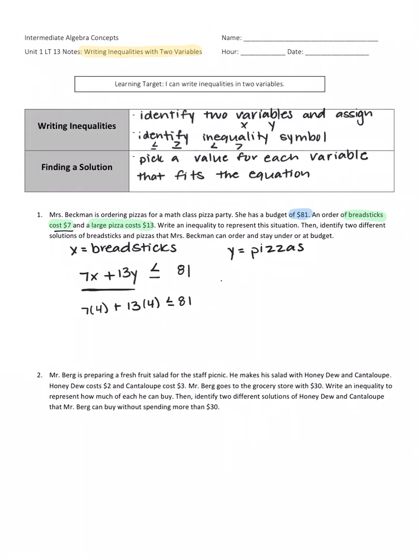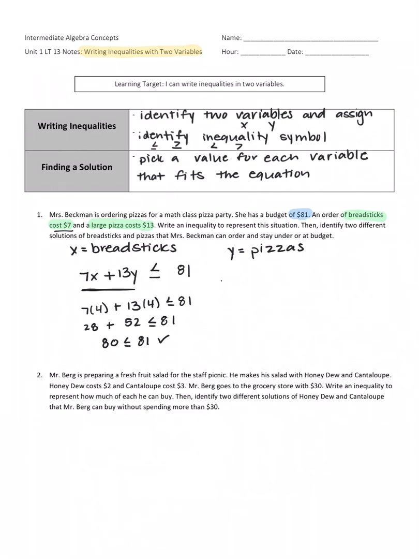Okay? 7 times 4 is 28, plus my 13 times 4 is going to give me 52. Okay, is that less than or equal to 81? Well, 28 plus 52, that's going to give you 80, and 80 is less than 81. So yep, I could have 4 breadsticks and 4 pizzas. Okay, let's try another one.